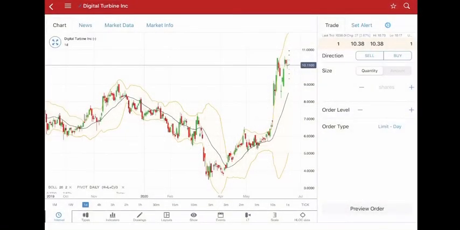Hi guys, this is a quick video to demonstrate how to calculate the book value of a company. The book value is one of the criteria in deciding if you want to buy the stock or not. It's just one of the criteria and I want to show you how to do it. So let's look at Digital Turbine as an example.